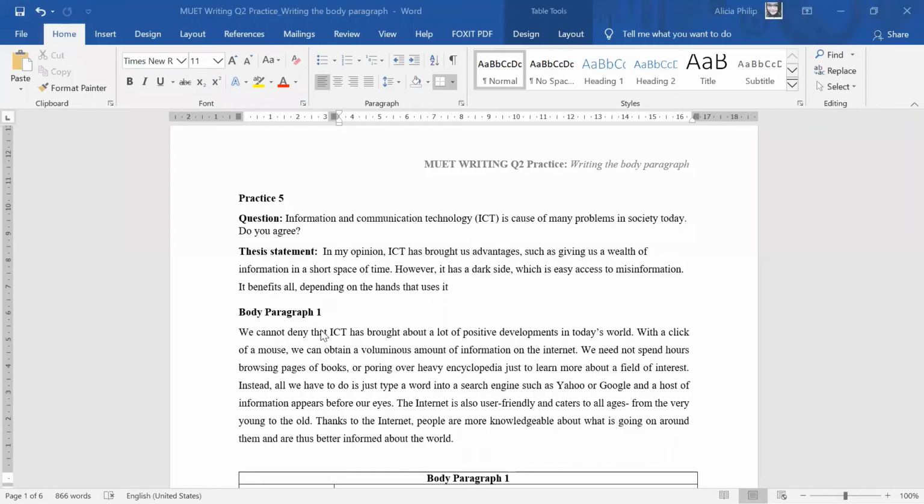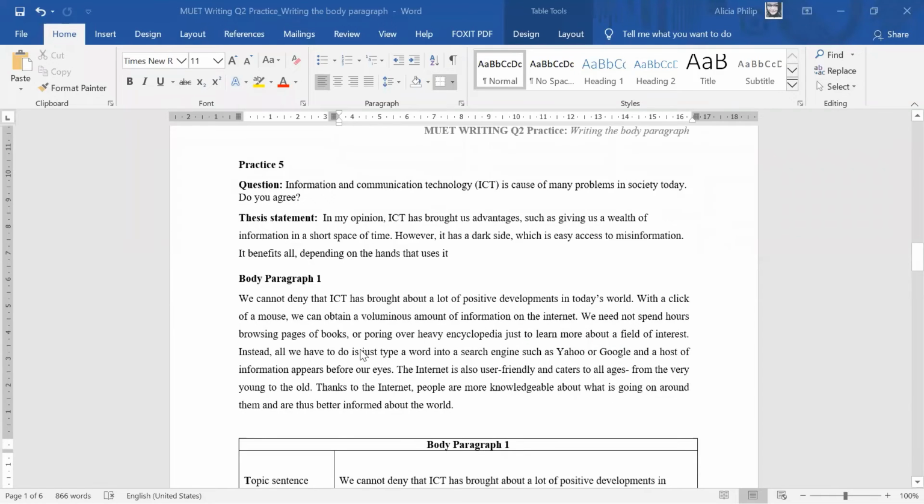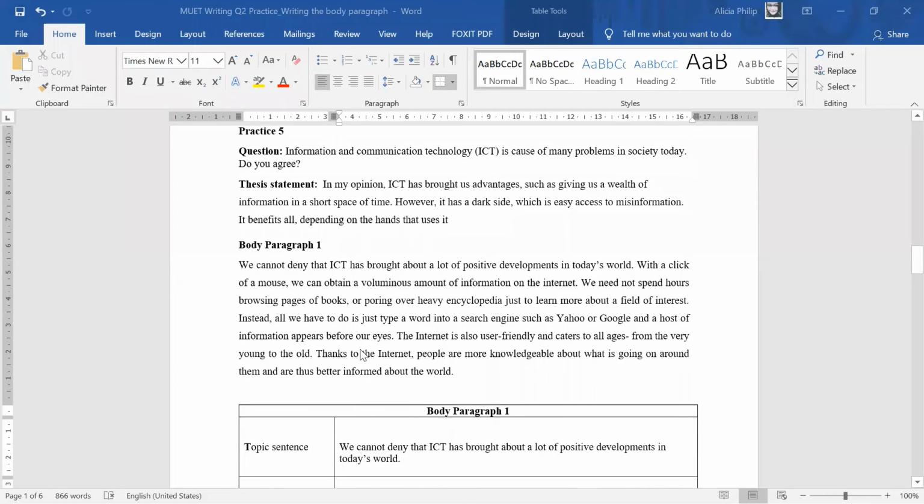So what is the topic sentence here? We cannot deny the ICT. Okay, very good. Yes, that's the topic sentence: we cannot deny the ICT has brought a lot of positive development in today's world.